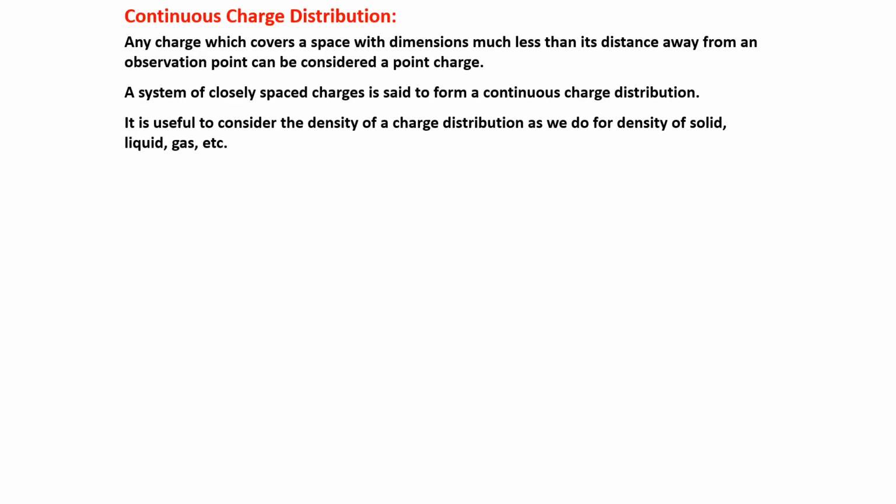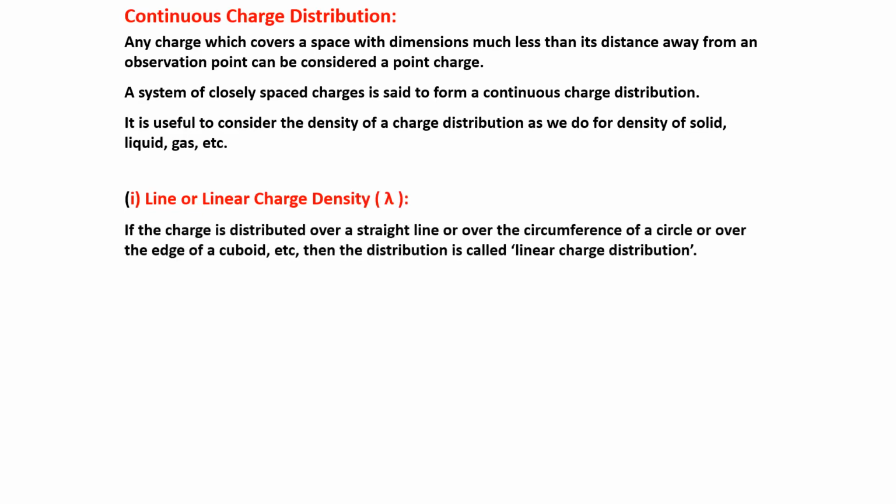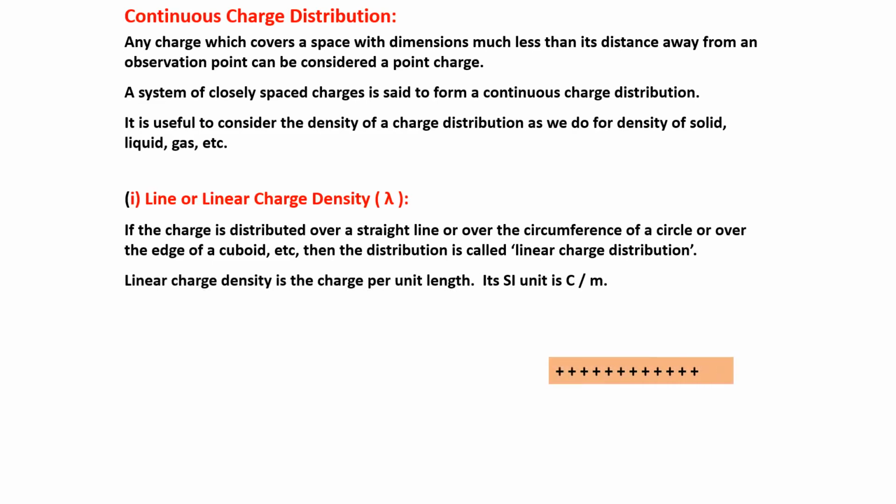And the SI unit is Coulomb per meter, because lambda is equal to charge per unit length, Q by L, when charge is distributed over a length. So the unit will be Coulomb per meter. For example, this is a wire and charge is distributed over it. If we consider a small portion of this wire, this is called a small length element, and let the charge distributed over it be dq, a very small charge, and the length is also small. So linear charge density is equal to q by L, or we can write it as dq by dl.